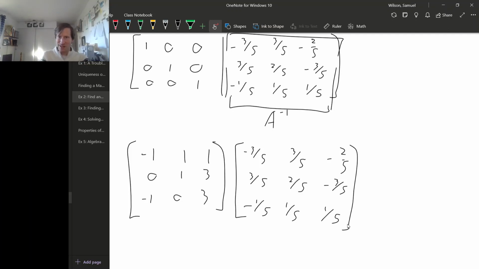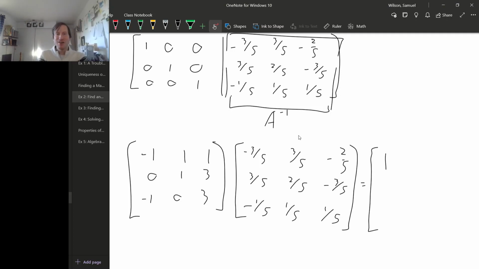Okay, so now let's do this matrix product, which is 3 by 3, so it's big. Going first row, first column, we get minus 3/5 plus 3/5 minus 1/5. Having a hard time with arithmetic today. Minus 3/5 times minus 1 is plus 3/5. So 3/5 plus 3/5 minus 1/5 is 6/5 minus 1/5, which is 5/5, which is 1.